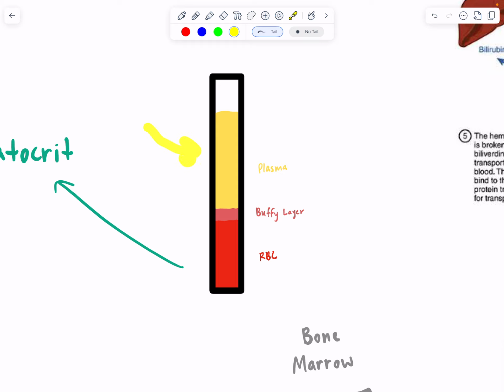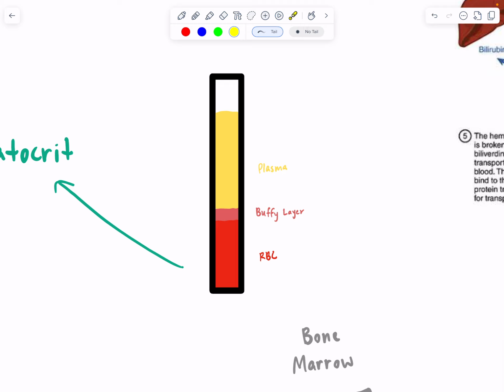And then we got plasma, which makes up, I think, about 55% of our blood in general, which is made up of like 92% water. So lots and lots of water in the plasma. Plasma contains something very important called albumin, and albumin is a protein. It's got some other nutrients and electrolytes and things like that. But I think the biggest thing is albumin and water.